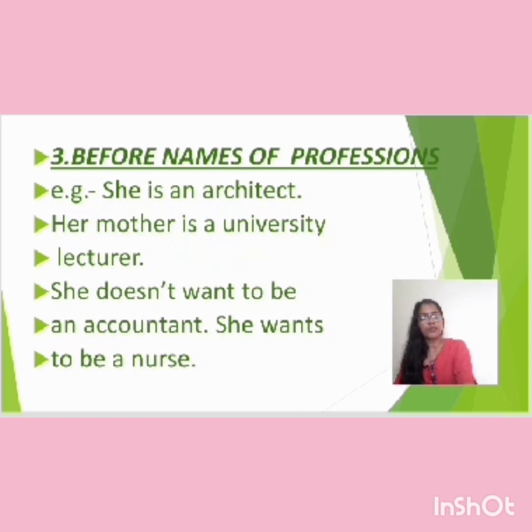Before names of professions. For example, she is an architect. Her mother is a university lecturer. She doesn't want to be an accountant. She wants to be a nurse. In all these sentences, architect, lecturer, accountant, nurse are names of professions. That's why we use indefinite article.